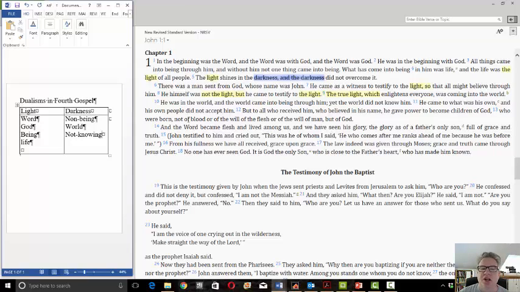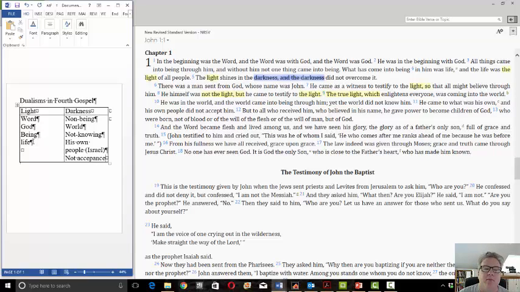So that rejection of him, his own people, and by that John means the people of Israel. You have a real dualism between those who received him and those who did not. They did not accept him. So not accepting is on that side of darkness.